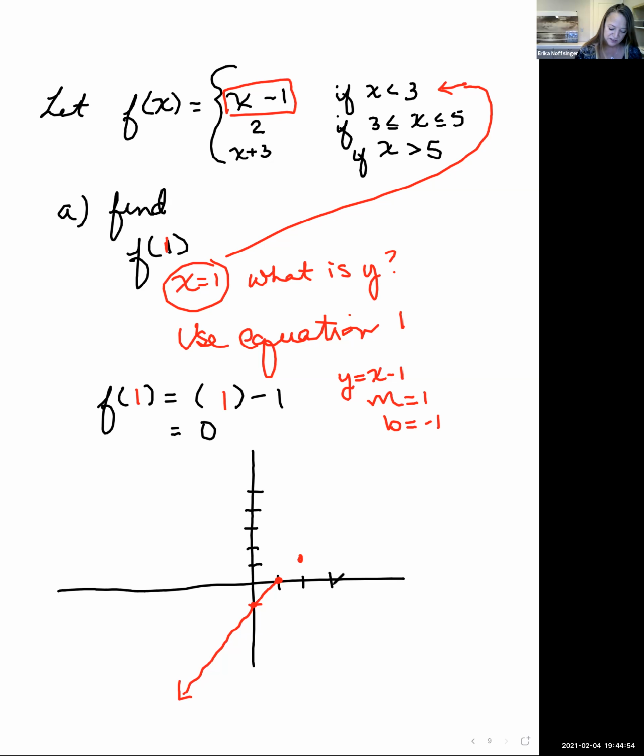And then if I plug in 3, the problem is this is strictly less than 3. When you're graphing this though, we want to see what's happening at the end values of our inequality. And if it's not included, we put an open circle there. So if I plugged in 3 into this first equation, 3 minus 1 is 2. So I know at 3, I have 2, but it's an open circle.